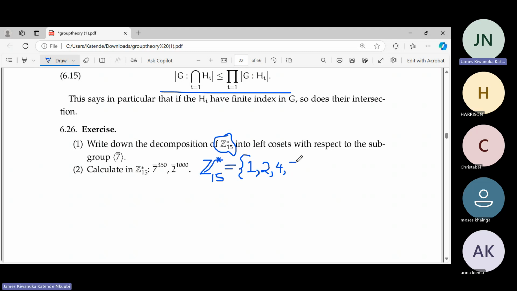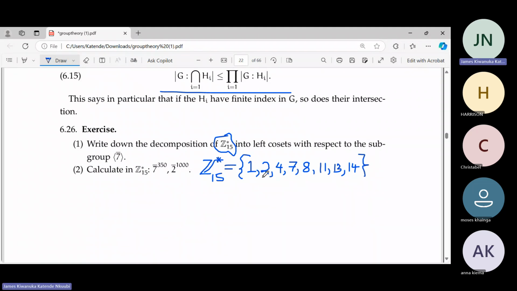The next one is 7. Then 8 as well. 9 and 10 can't work. So 11. 12 can't work. 13. And 14. Is that complete? I hope we have everything.